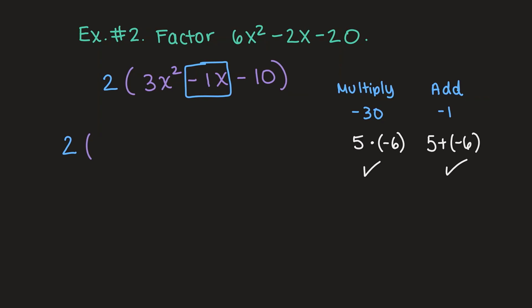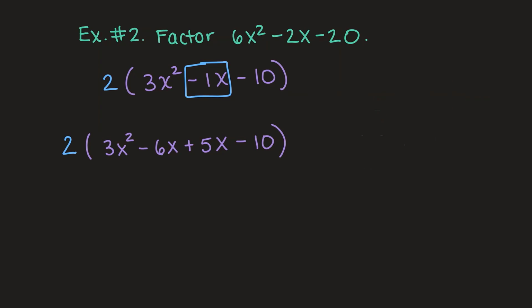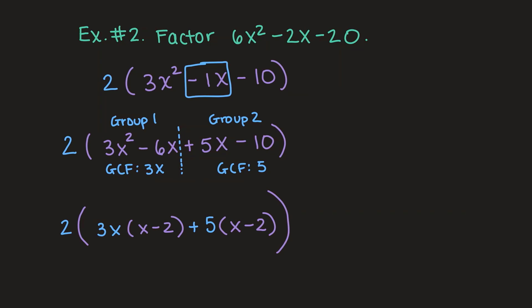So we can rewrite the inside as 3x squared minus 6x plus 5x minus 10. Now we can factor by grouping. We split this polynomial into two groups, and we factor out the GCF from each group. Then we can factor out the common binomial x minus 2. And just remember to write the 2 that was factored out in the first step. And now we have factored out the trinomial.